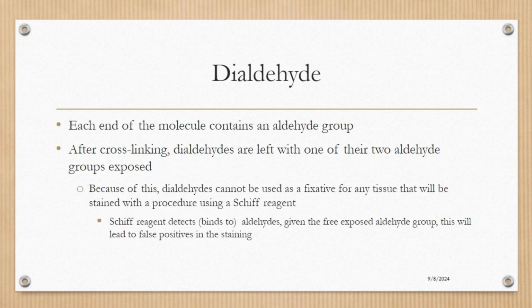Glutaraldehyde has an aldehyde group on each end of the structure. During cross-linking, one of the aldehydes is used to bind with proteins while the aldehyde on the other end is left exposed. Due to this, dialdehydes cannot be used as a fixative for any tissue that will be stained with a procedure using a Schiff reagent. Schiff reagent binds to aldehydes. Given the exposed aldehyde of glutaraldehyde, it will lead to false positives from the staining procedure.